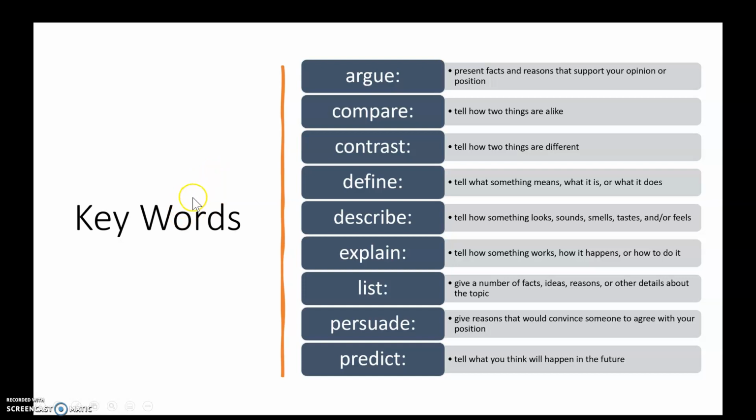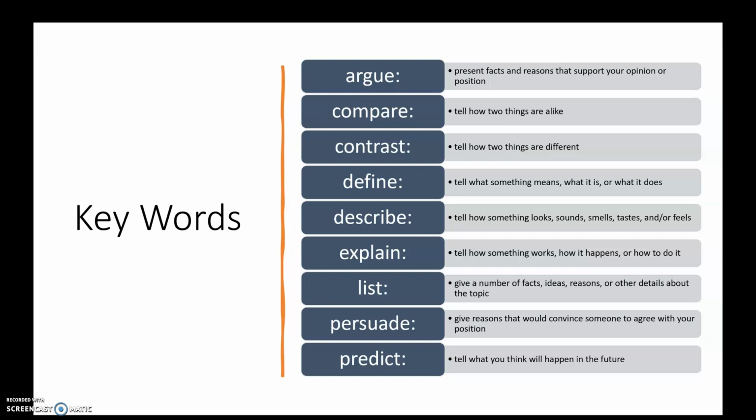So here are some keywords that are worth thinking about, or at least worth knowing. Argue: if you see the word argue, that means that the writer of the prompt wants you to present facts and reasons to support your position or your opinion. Compare and contrast are what they sound like. Compare is to tell how 2 things are alike. Contrast is to tell how 2 things are different.